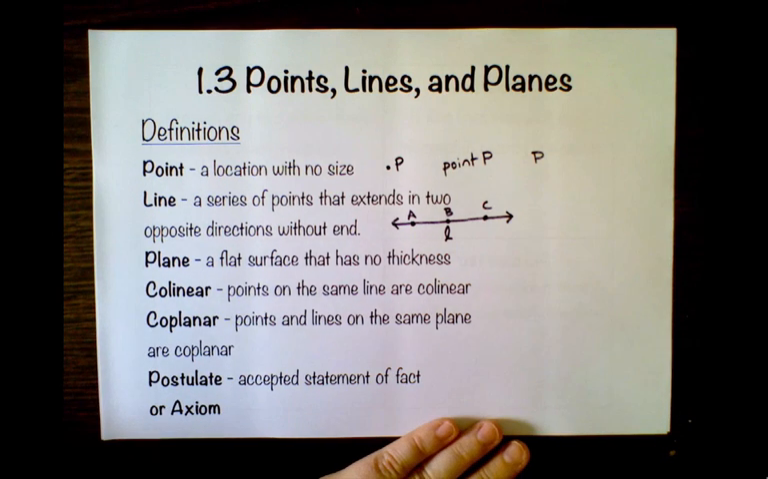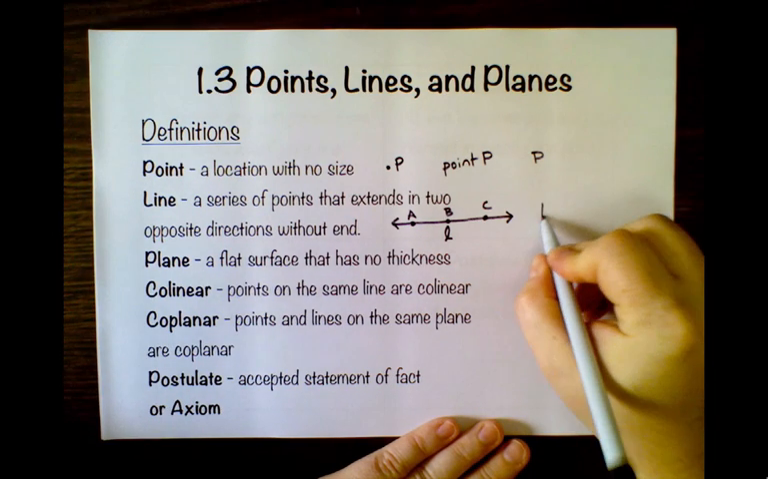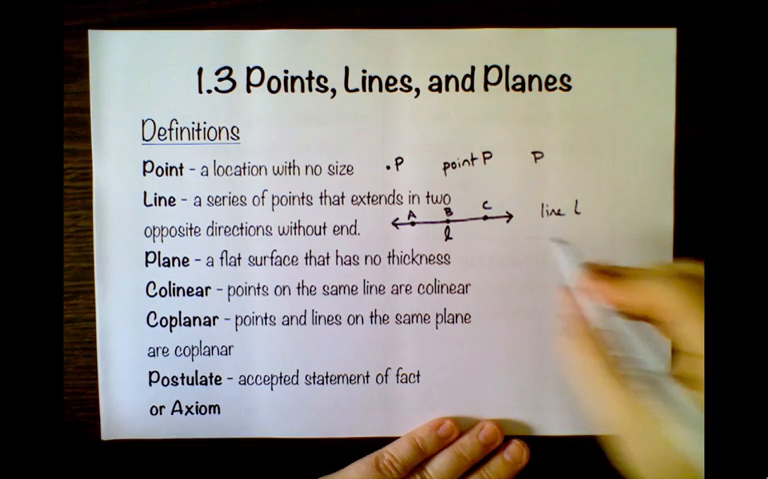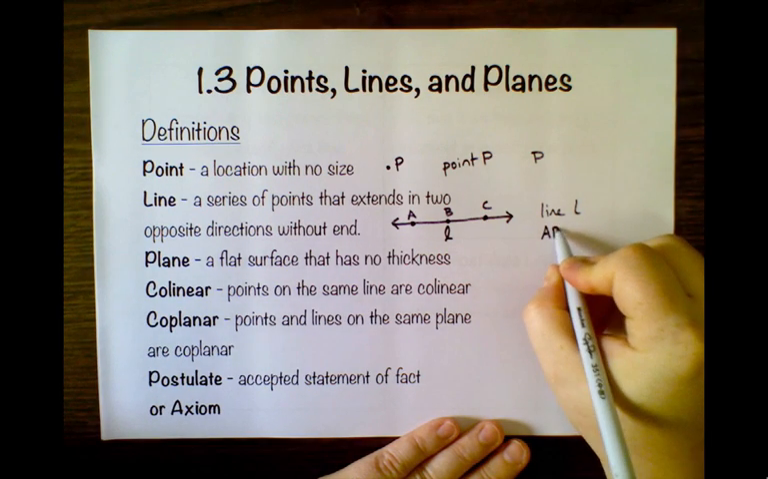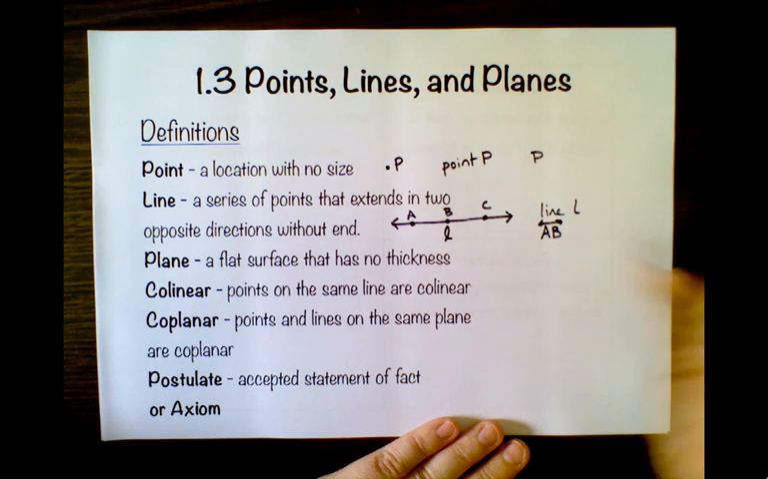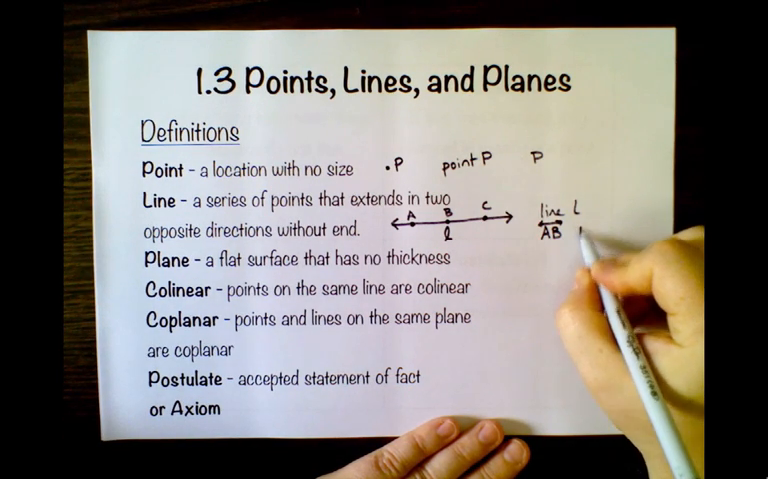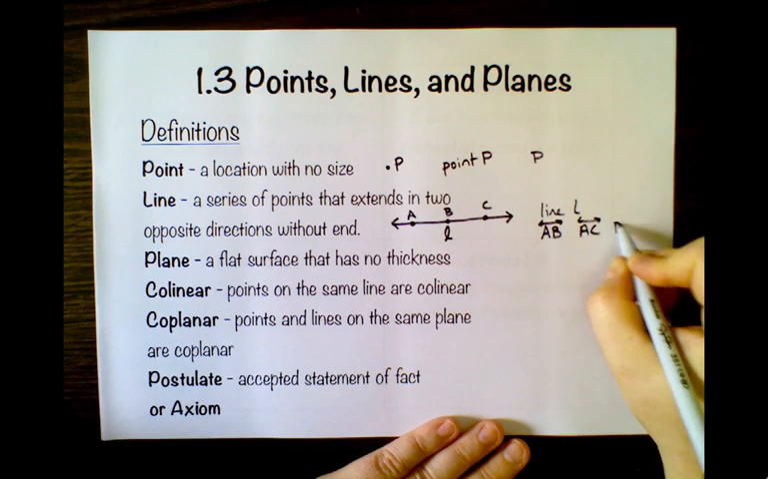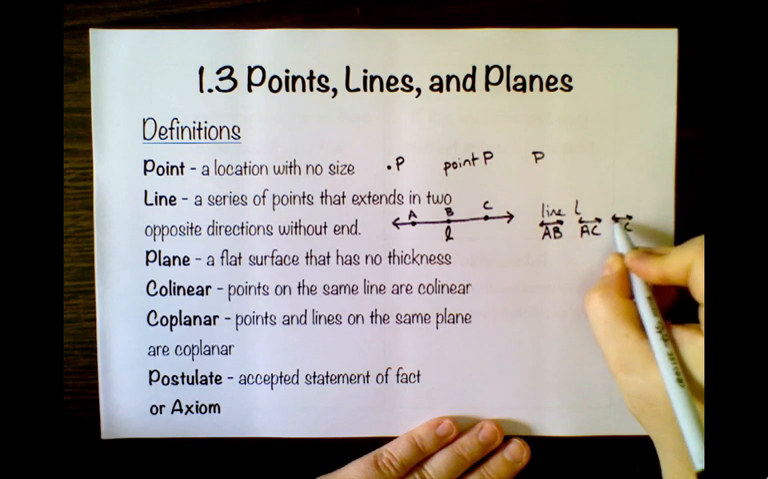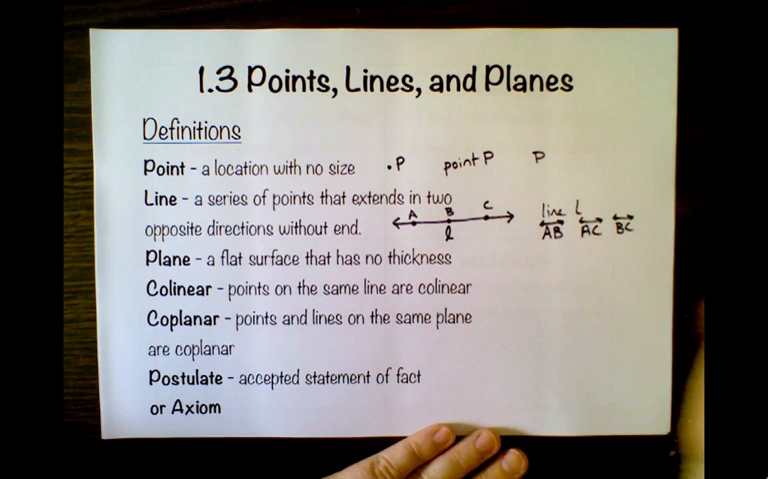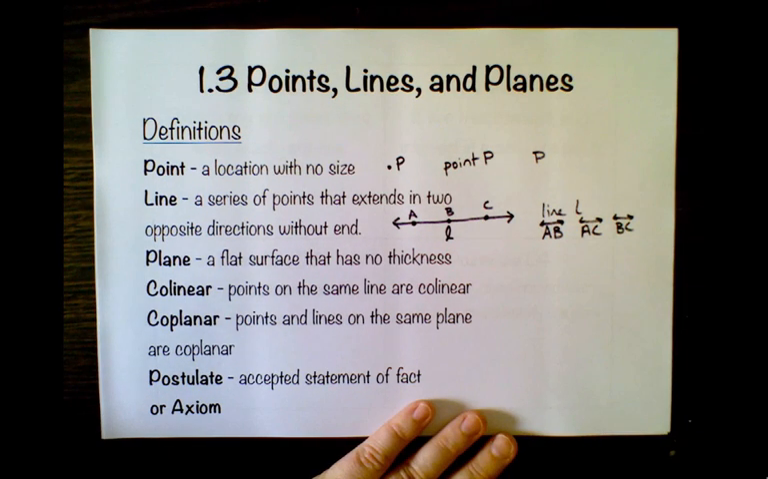So if you wanted to talk about this line, you might call it line L. You might call it the line that connects A and B, so you would just say line AB. You might call it line AC. You could call it line BC. So you can use any 2 points on the line to refer to that line. You could even use 3 points, but it'd be kind of silly.